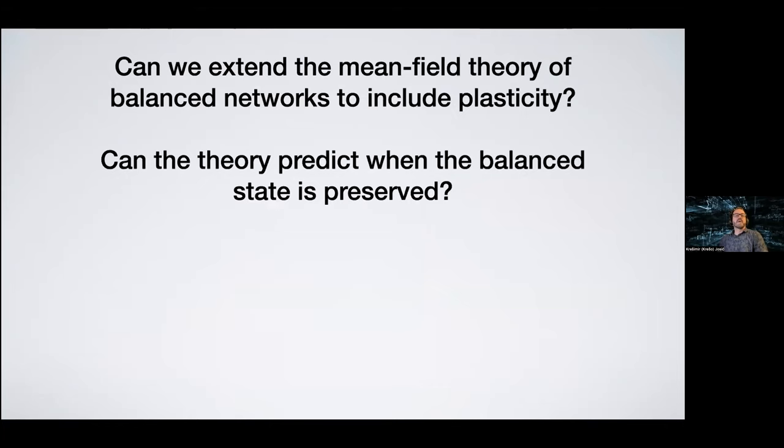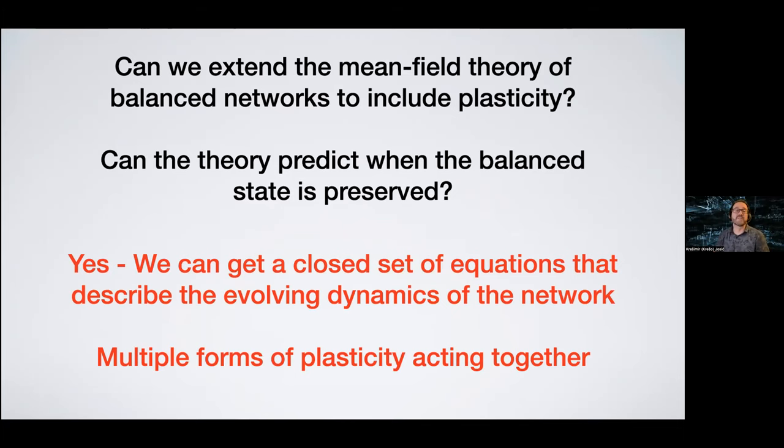Okay, so this was the first part we talked about. Can we extend the mean field theory of balanced networks to include plasticity? The answer is yes. We can get a closed set of equations using quasi-steady state approximations that describe the evolving dynamics of the network. And can a theory predict when the balanced state is preserved? Yes, it can do so pretty well.